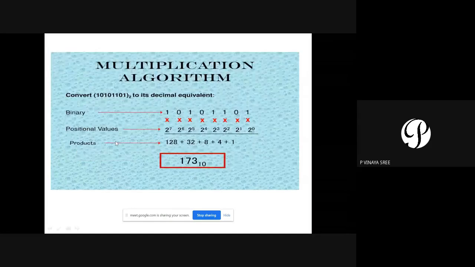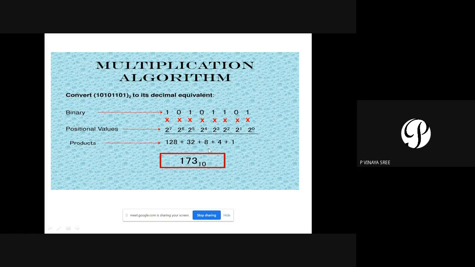Here, let me show an example that I have considered. You will be given in the question a binary number, 10101101, and you have to convert it to decimal. Whatever number systems we are studying are positional and weighted. Positions are very important. If you change the positions, the calculated value will definitely change.